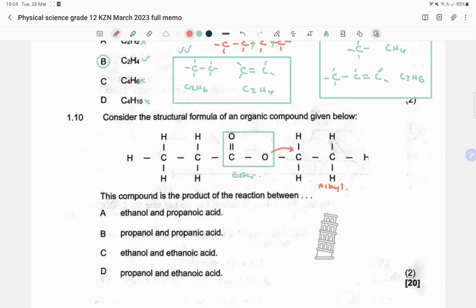Now it says this compound is the product of the reaction. Oh, okay. So they're not asking the name, but they want us to tell. So we can see that this is 2 carbons. So this is ethyl. The alkyl part is ethyl, meaning it came from ethanol. Okay? Ethanol or ethan-1-ol, because this is a primary alcohol. And then this other end, which carries the polar head, is the carboxylate ion.